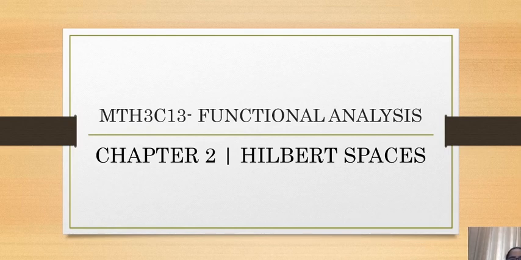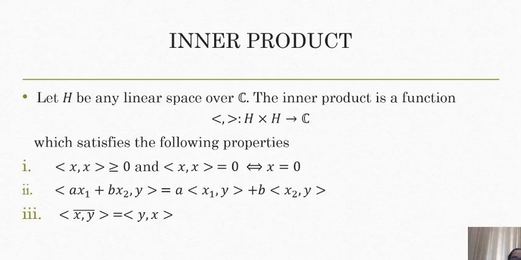But before going into the actual definition, we know how we had come to the definition of norm space. First we had defined what a norm was, then we had considered the norm space. In a similar manner, here first we are going to discuss the concept of inner product. Now let H be any linear space over the complex field. Then the inner product is basically a function which accepts two variables.